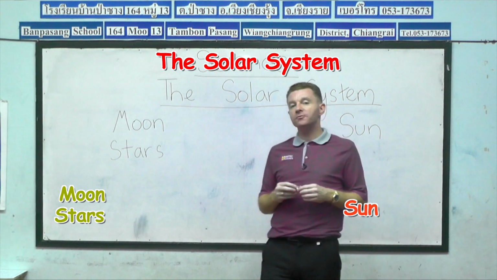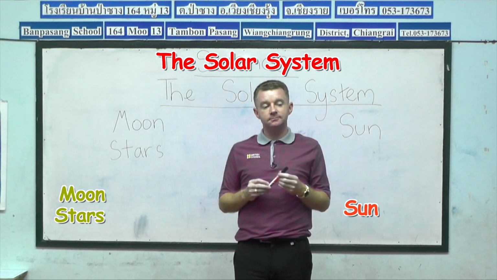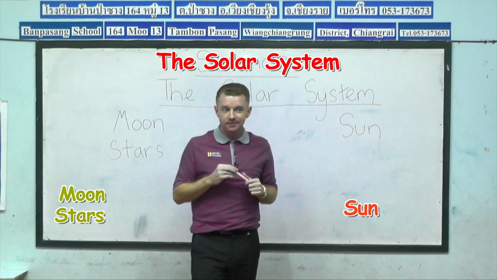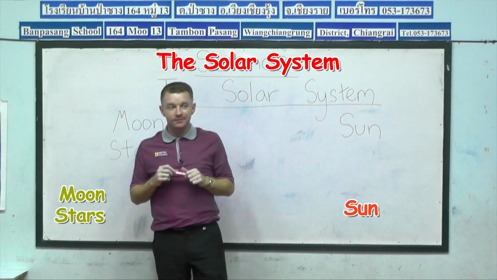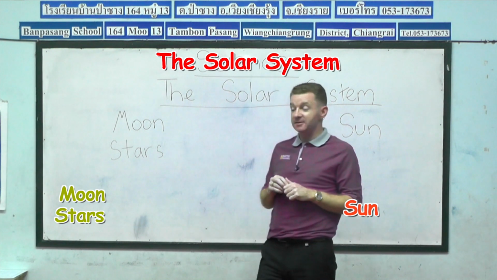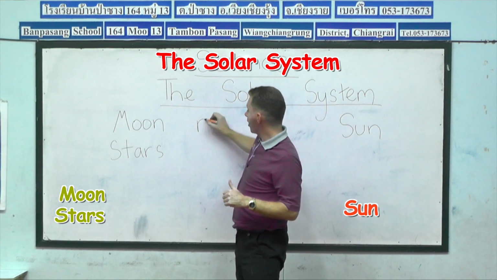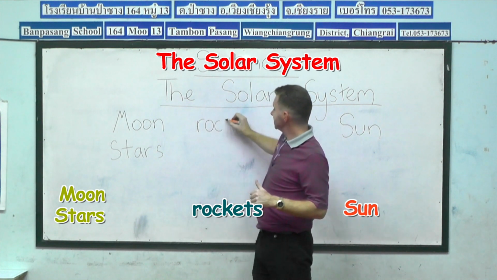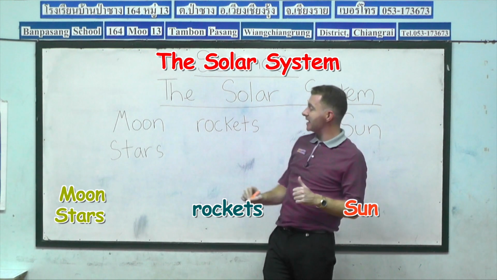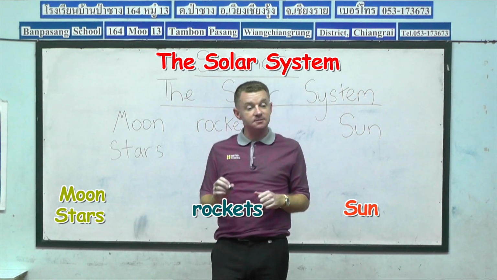But how about when we go further into space? How do people get to the planets? If spacemen go up into space, what might we see? To the planets, we might see rockets. Space astronauts can go to planets in rockets. R-O-C-K-E-T-S.